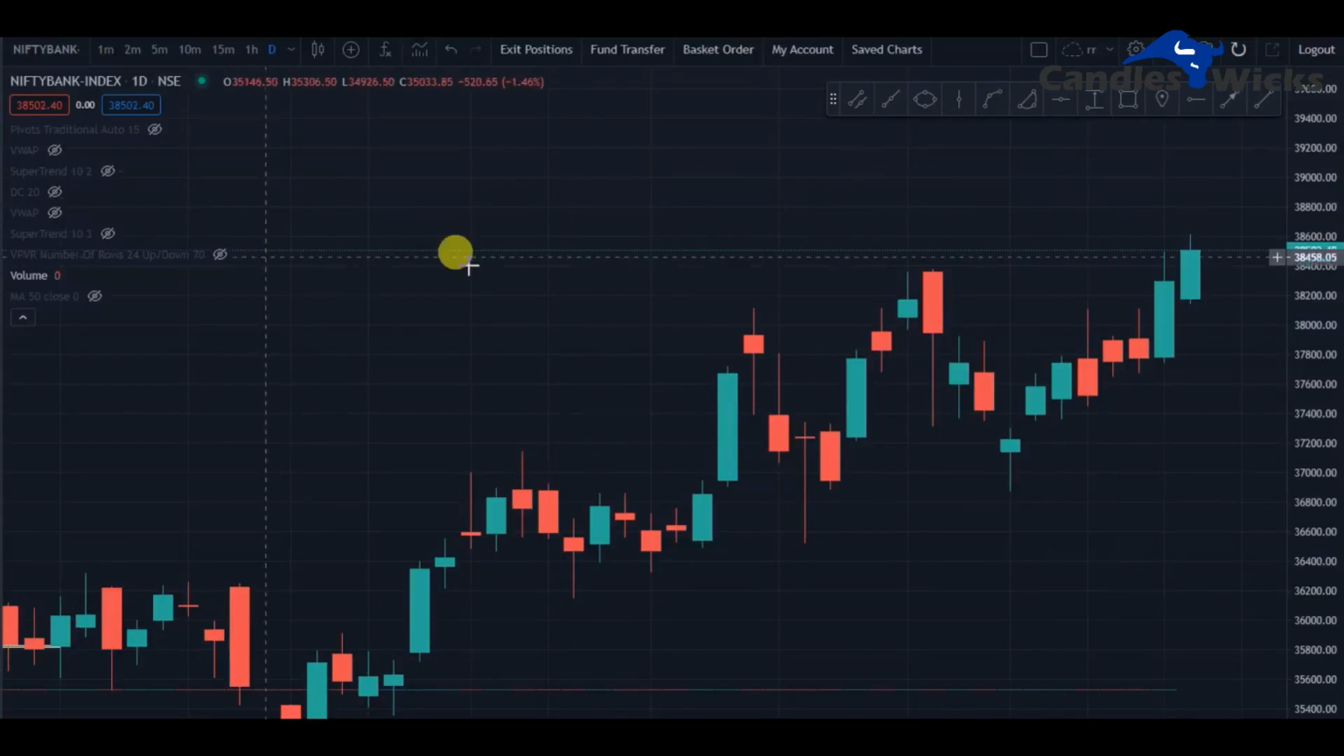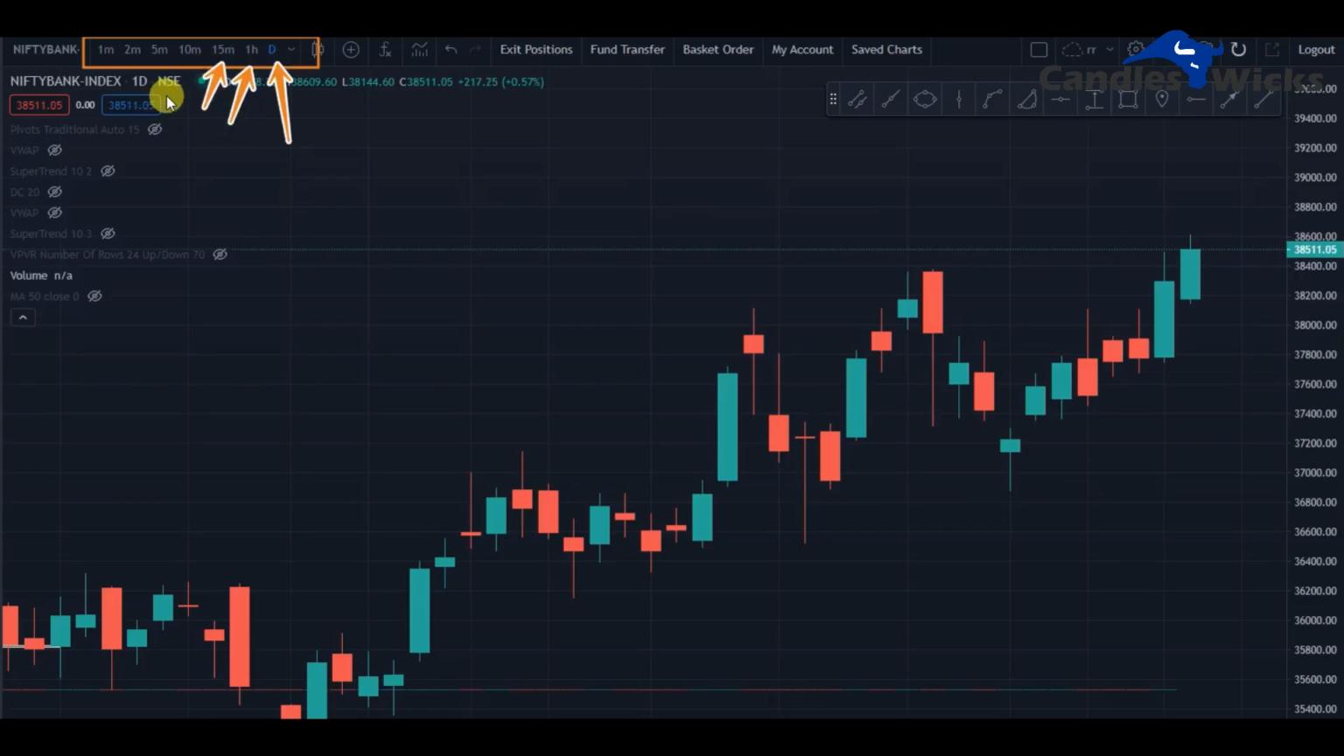Now let's see the charts here in the market. You can see time frames here. D is daily, 1H is hourly, 15M is 15 minutes, 5M is 5 minutes, 1M is 1 minute. Likewise, you have different time frames set here.